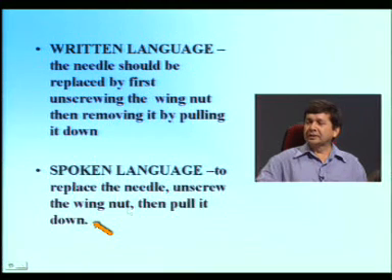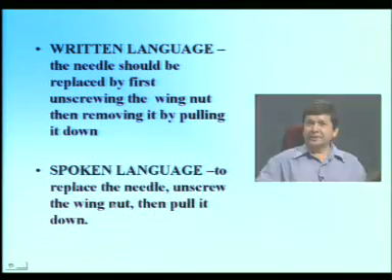Because now your language has to be visually oriented. You are seeing something that is being done. So your narration should be to replace the needle, unscrew the wing nut and then pull it down. This is a spoken language. Okay. The person is performing this action and you are giving the information. This is added information that this is a screw nut, whether you are unscrewing and this is a wing nut and what exactly you are doing.